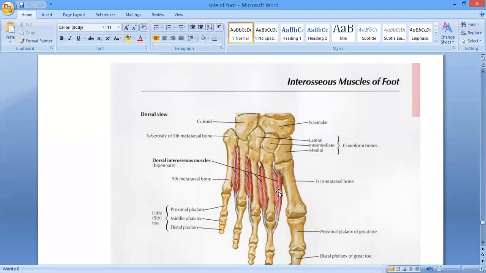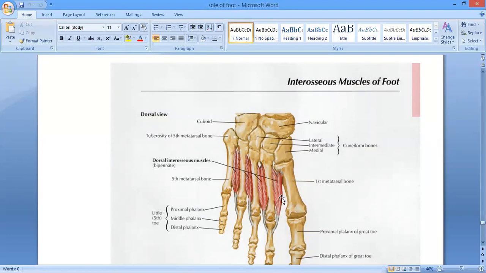These pennate muscles are going to fill the intermetatarsal spaces. Okay? These are going to fill the gaps between the metatarsal bones, also called the intermetatarsal space, or the interosseous space. So these are going to fill these metatarsal spaces, intermetatarsal spaces, or the interosseous spaces.